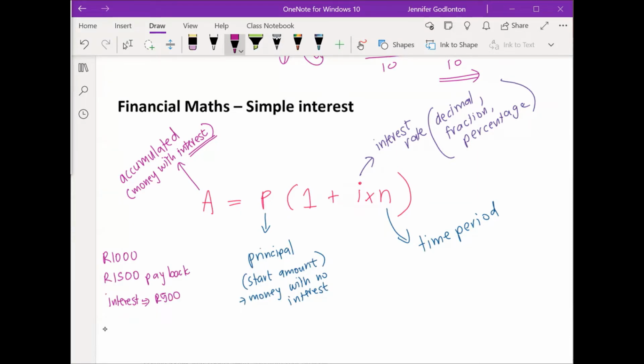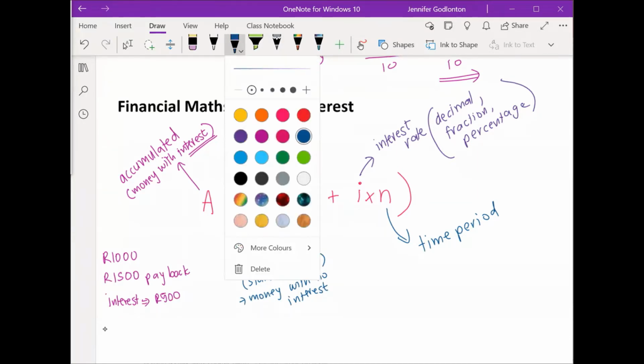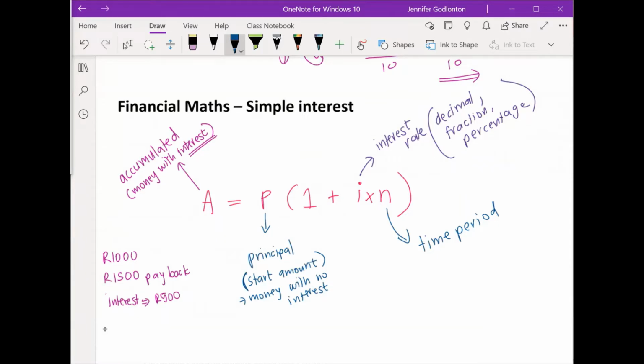Principal sounds fancy, but it really is just the start amount of money. So in this case, that over there would be our principal. It's what we're starting with. Our accumulated would be that over there. Our interest rate is always going to be given to us as a percentage. So it'll say like 10% or 12% or 16%. And time period in grade 9 will be given to you in years.